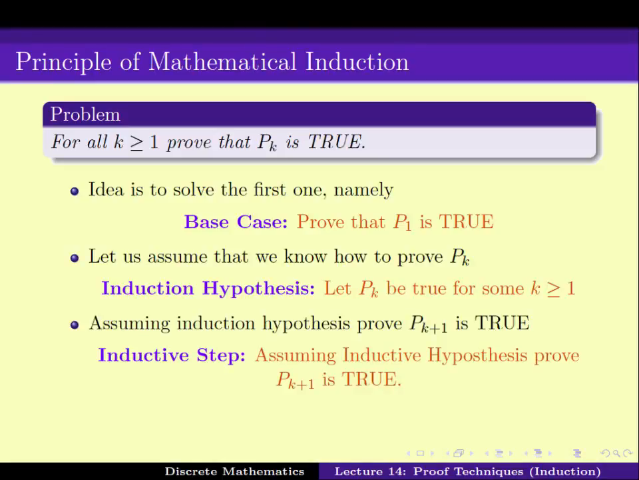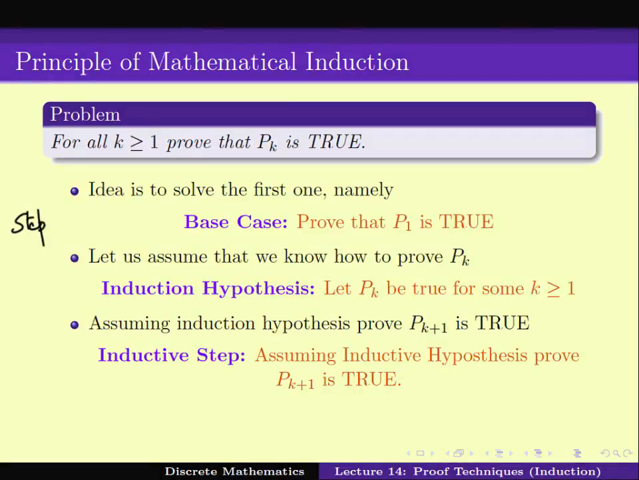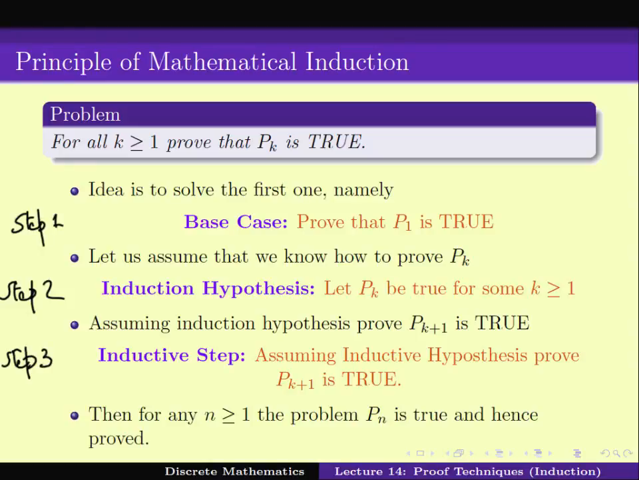And the inductive step is that, assuming the induction hypothesis, can you prove the next statement, namely, can you prove Pk plus 1 is true? So these are the three steps that are there: step 1, step 2, and step 3. And once you have step 3, then it follows that I have the whole problem. Namely, we have proved that for all n, Pn is true. This is what is guaranteed by the principle of induction, and we will be using this to prove our theorems or our problems.